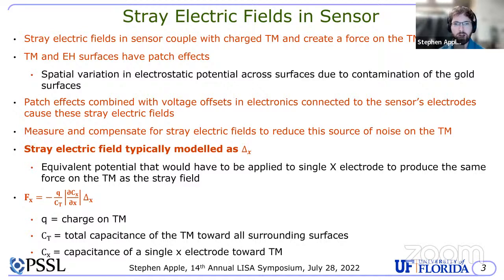So the test mass and electrode housing surfaces have patch effects, which are caused by spatial variation in the electrostatic potential across the surfaces due to contamination of the gold surfaces. And these patch effects, combined with the voltage offsets in the electronics connected to the sensor's electrodes, can cause these stray electric fields. So it's very important to have a means of measuring and compensating for these stray electric fields in the sensor. And these stray electric fields are typically modeled as this delta X term here. And this term is basically the equivalent potential that you would have to apply to a single X electrode to produce the same force on the test mass as the stray electric field.